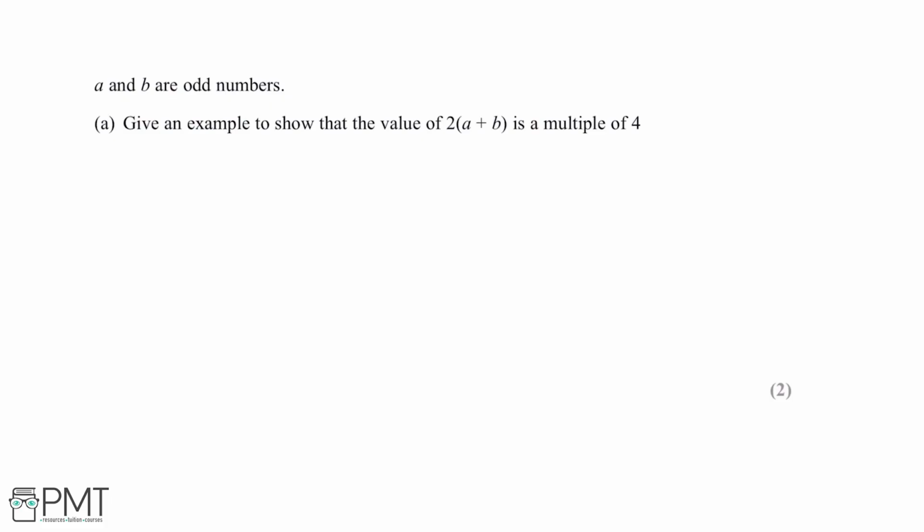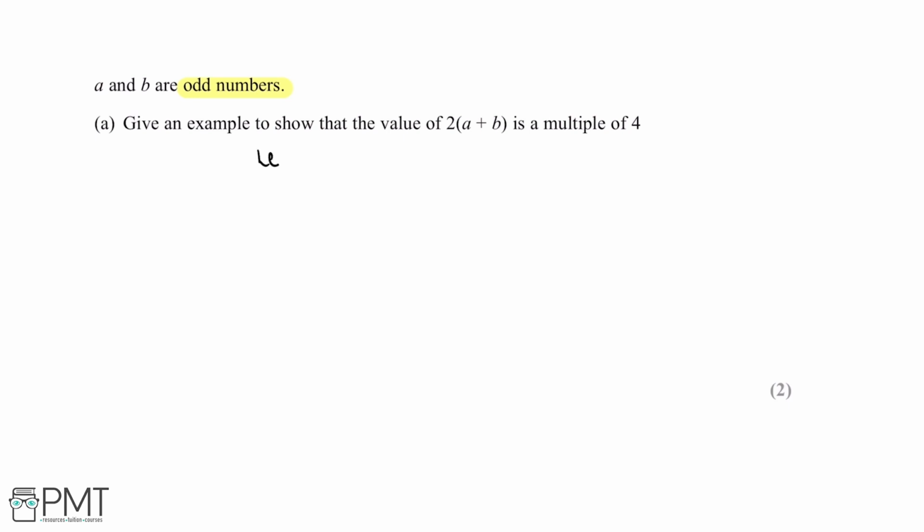A and B are odd numbers. Give an example to show that the value of 2 multiplied by A plus B is a multiple of 4. So we've been told that A and B are odd numbers. So what we can do is choose any 2 odd numbers for the values of A and B, and this should give us a multiple of 4.